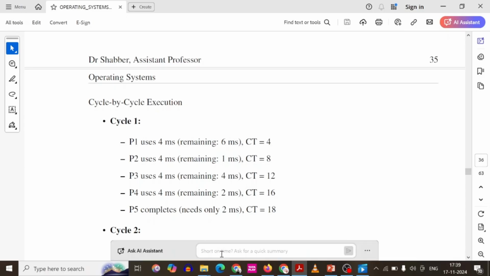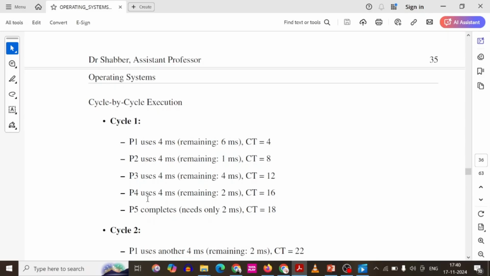For example, we have given 10 milliseconds for process 1. Now the time slice is given only 4 milliseconds. So 10 minus 4, the remaining time is 6 milliseconds. Now the completion time is 4 milliseconds. Similarly, the second one has 5 milliseconds. It utilizes 4 milliseconds, and the remaining is 1 millisecond. So now 4 plus 4, 8. Similarly, the next one, P3, has 8 milliseconds, 4 utilized and 4 remaining. Then the completion time is 12.